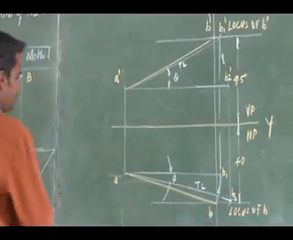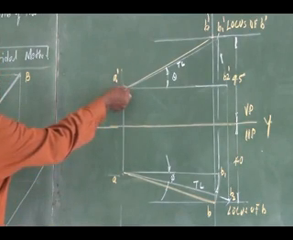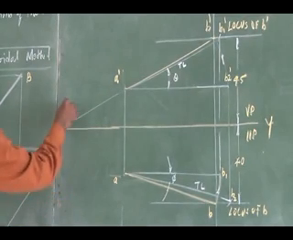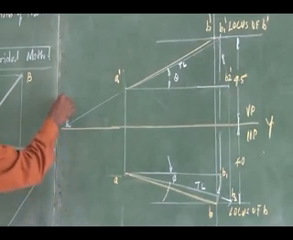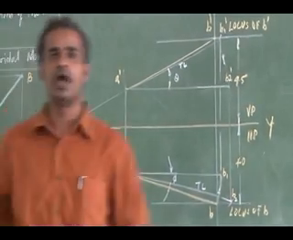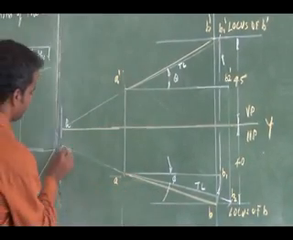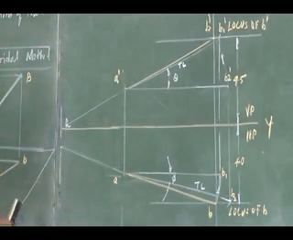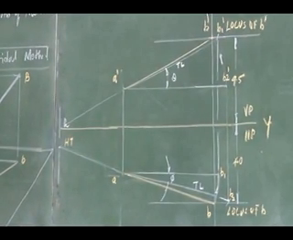You see here, I extend the front view. Where it meets the reference line, that is my H. I draw a vertical line there. Then I have to extend my top view. This is my horizontal trace. Is it clear? Then how can I mark the vertical trace?